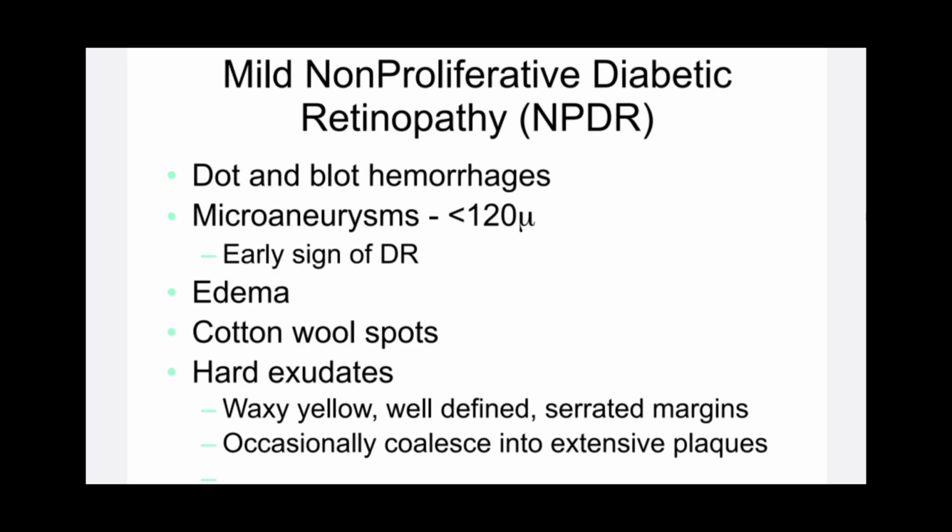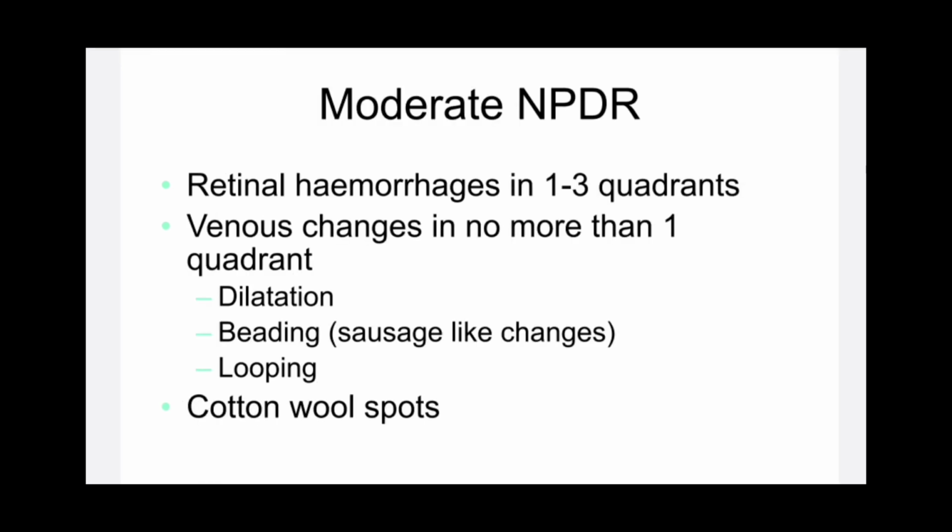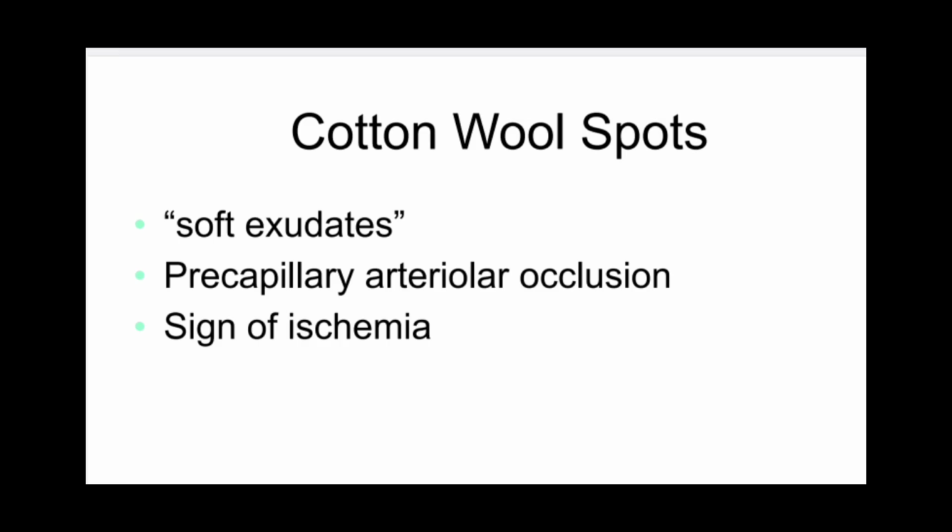Mild non-proliferative diabetic retinopathy means any one or more of the following: dot and blot hemorrhages, microaneurysms, edema, cotton wool spots and hard exudates. Moderate means retinal hemorrhages in 1 to 3 quadrants, venous changes in not more than 1 quadrant. Venous changes consist of dilatation of veins, beading and looping of veins. Also cotton wool spots. Cotton wool spots are actually signs of ischemia due to precapillary arteriolar occlusion. They are also known as soft exudates.